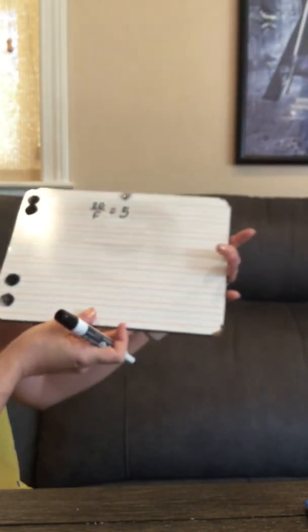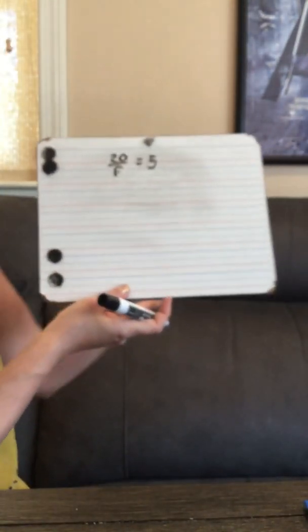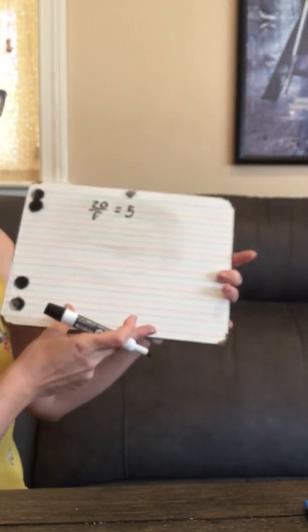Okay, now let's try another division problem. Let's do f over 20 equals 5. Okay, so 20 divided by f. Oh, no, I got to switch that because we haven't taught you how to do that one yet. Sorry. f, 20 over f equals 5. I think that's right.